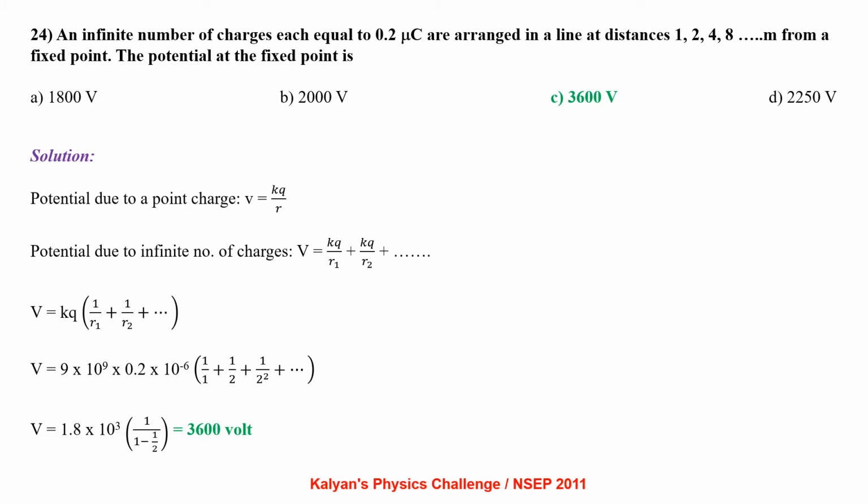V equal to 9 into 10 power 9 into 0.2 into 10 power minus 6 times (1 by 1 plus 1 by 2 plus 1 by 2 square, and so on). Upon simplification, we get the potential to be 3600 volt.